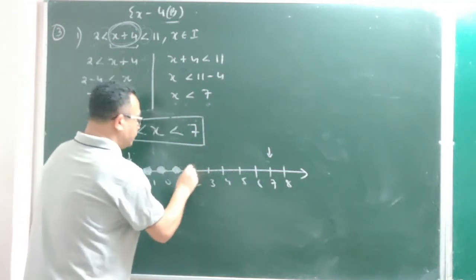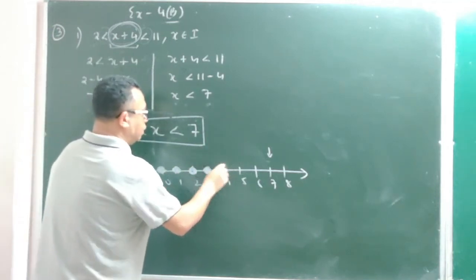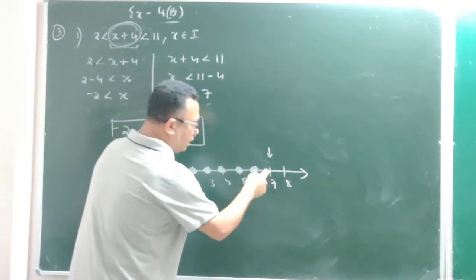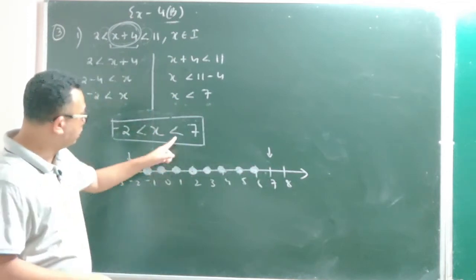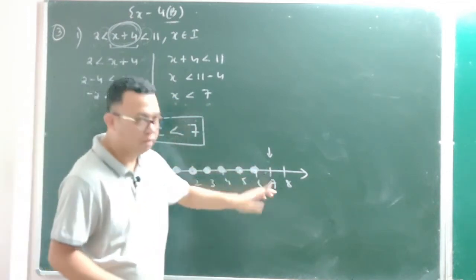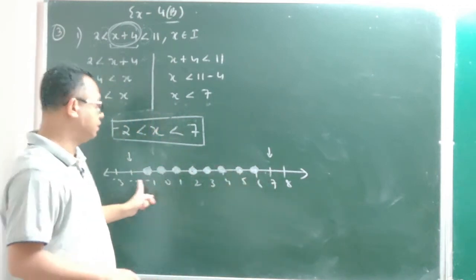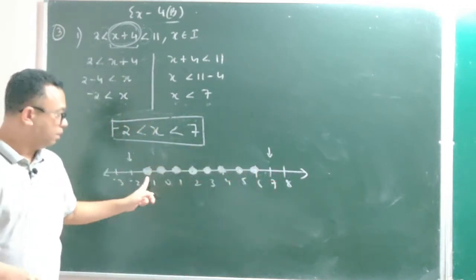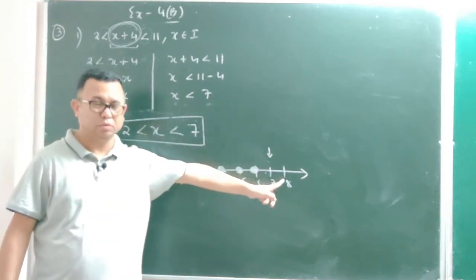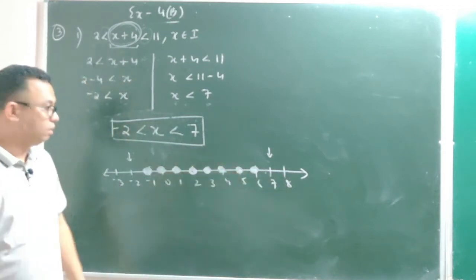So here 2 is also an integer, 3 is an integer, 4 is an integer, 5 is an integer, 6 is an integer. Whether I should shade 7 or not will depend on whether the equal to sign is there with 7. As you can see, the equal to sign is not there with 7, which means I cannot shade it. So this is your number line. Every integer between minus 2 and 7 I have shaded.